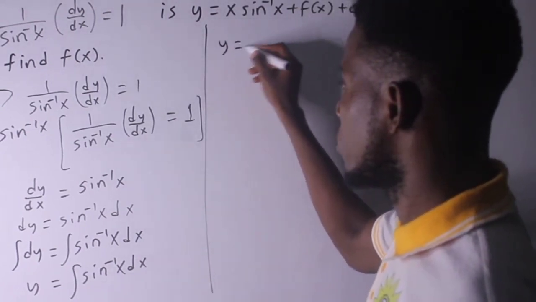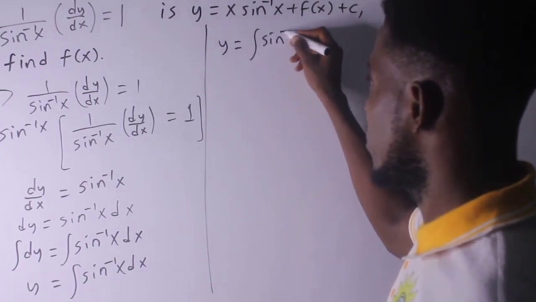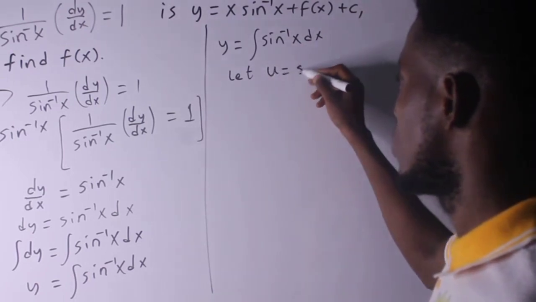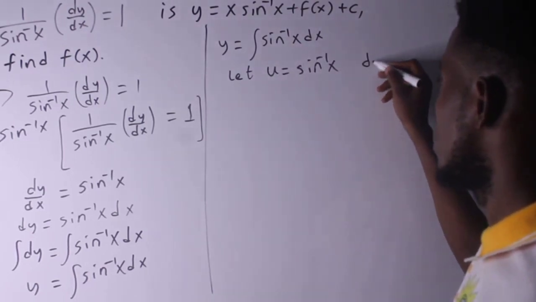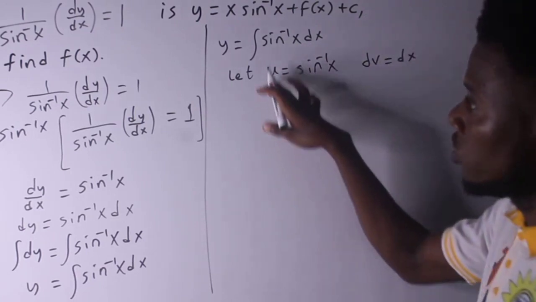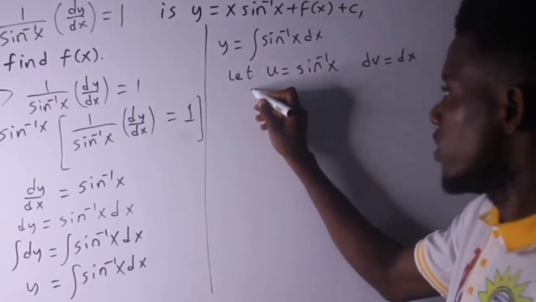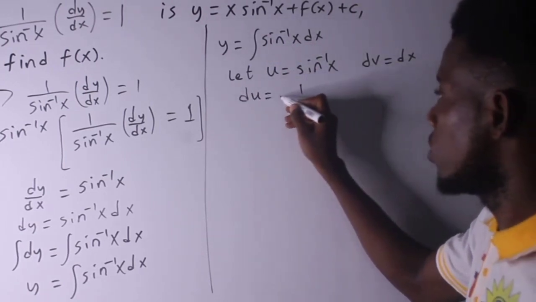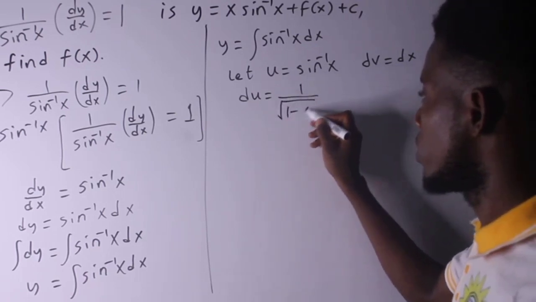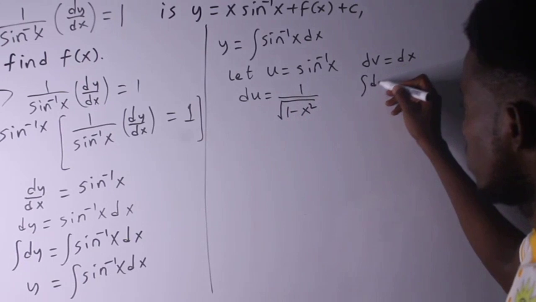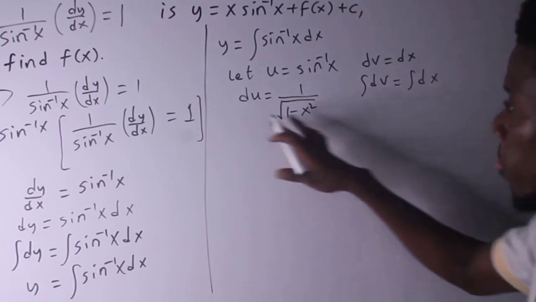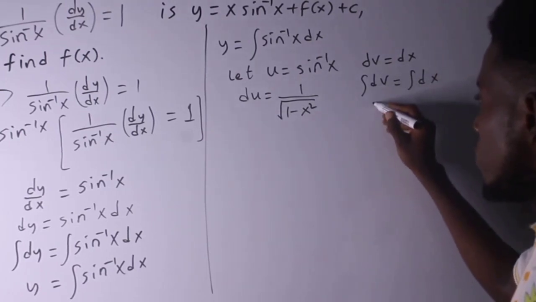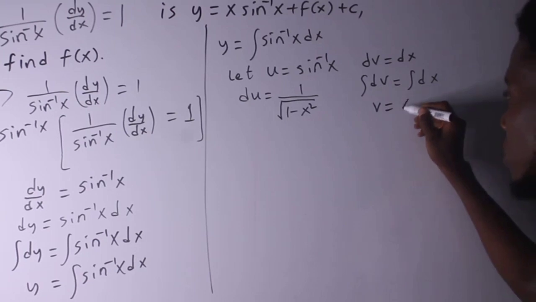So if you have y equals the integral of sine inverse of x dx, you can say let u equal sine inverse of x, and then dv equal dx. So u equals this and dv equals this. If you differentiate, you have du equals the derivative of sine inverse of x, which is 1 over the square root of 1 minus x squared. And then if you integrate dv, you integrate dx. Remember, for integration by parts, we differentiate one side and then we integrate one side. So the integral of dv is just v, and the integral of dx is x.